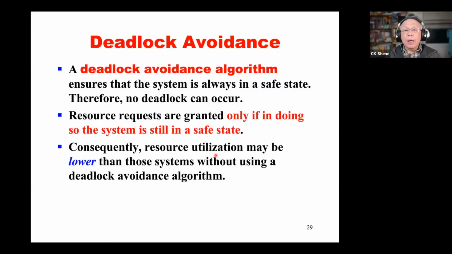The deadlock avoidance algorithm makes sure that the system is always in a safe state. Therefore, no deadlock can occur. Because a system in a safe state has a safe sequence, for the resource allocation, we just run P1, and when P1 is done, we run P2. When P1 and P2 are done, then we simply run the remaining processes in sequence. Then we don't have deadlock.